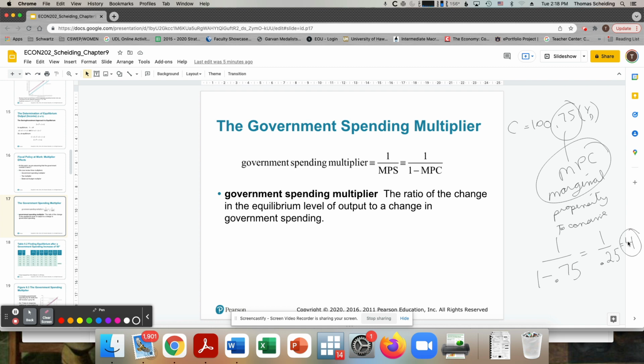What that is saying is that for every dollar spent by the government, the total change in the equilibrium level of output is 4. Not only the $1 spent by the government, but the 3 additional dollars by that flow, right? Me spending the money at the daycare, then spending more money for other things, and so on and so forth.